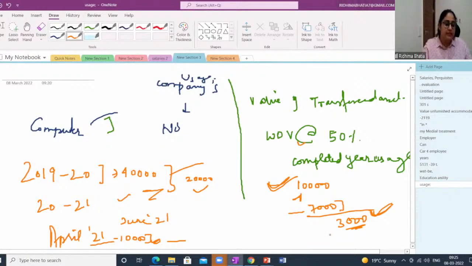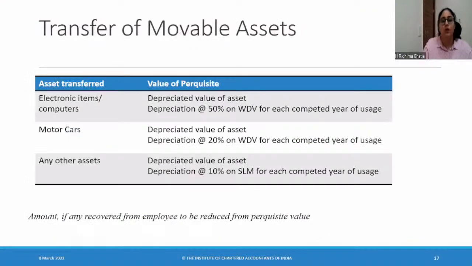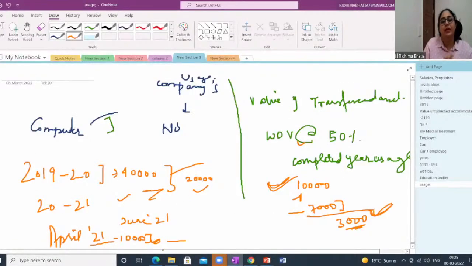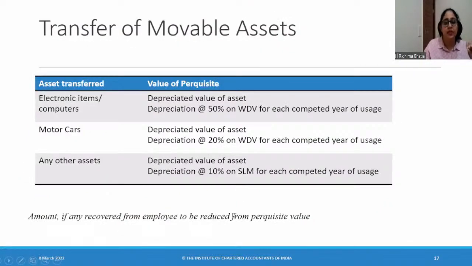Okay? If the asset is say a motor car, in the case of motor cars also it is the same, you will calculate the written down value, but at the rate of 20%. And if the assets transferred are other than motor car or computer, the value would be calculated on the basis of SLM. You studied this in 11th, straight line method calculated at cost, 10%. The rate is 10%. These are the fixed depreciation rates.